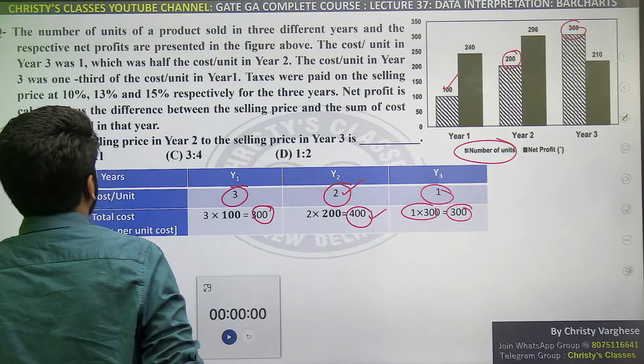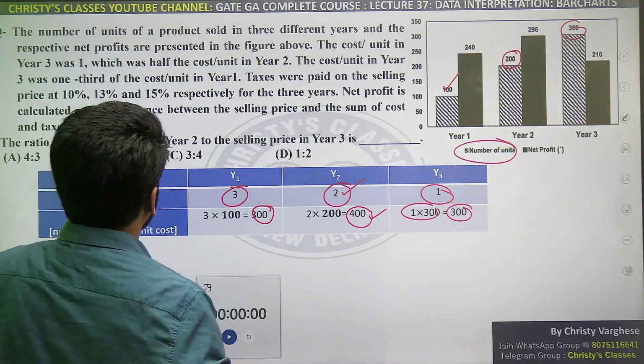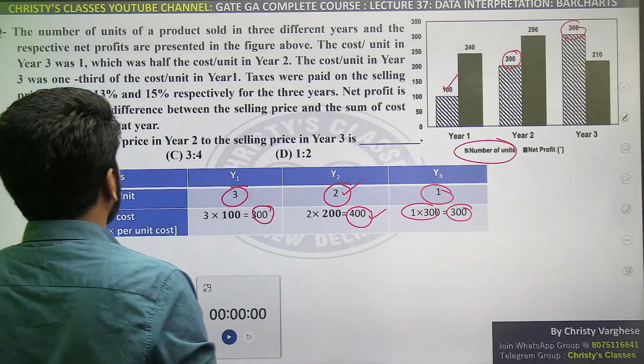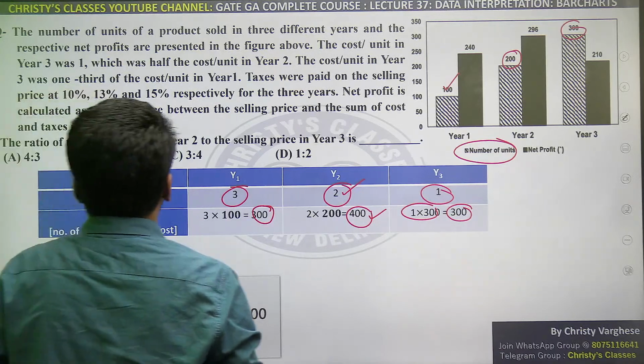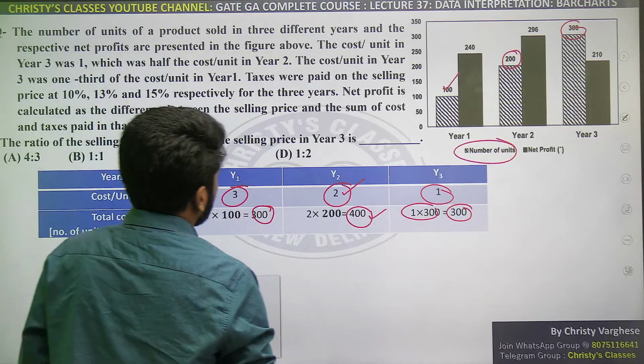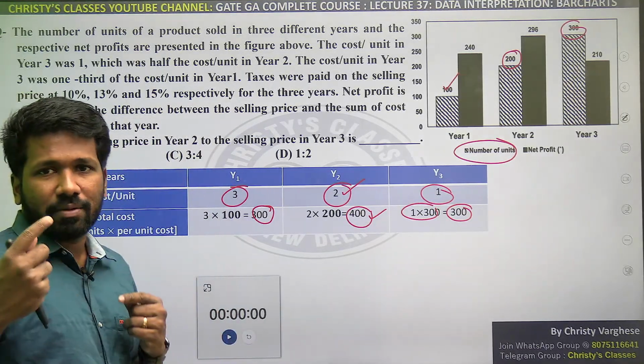Taxes were paid on the selling price at 10%, 13% and 15% respectively for the 3 years. Net profit is calculated as the difference between selling price and the sum of cost price and taxes paid. So after cost price and taxes paid, what remains is the profit.